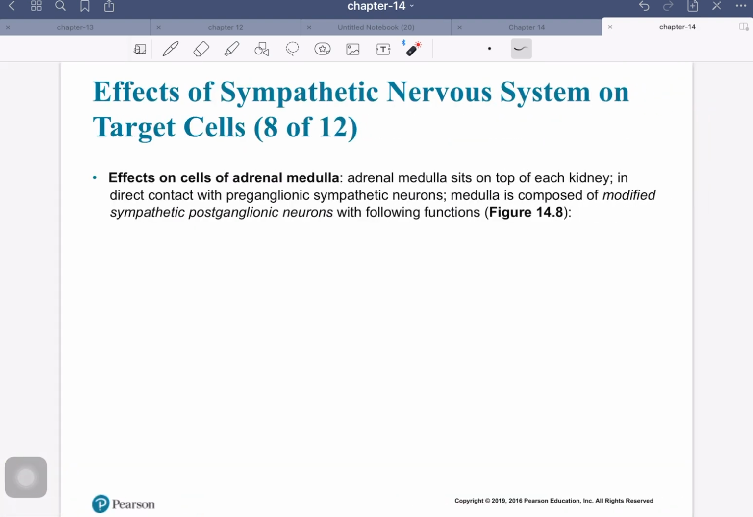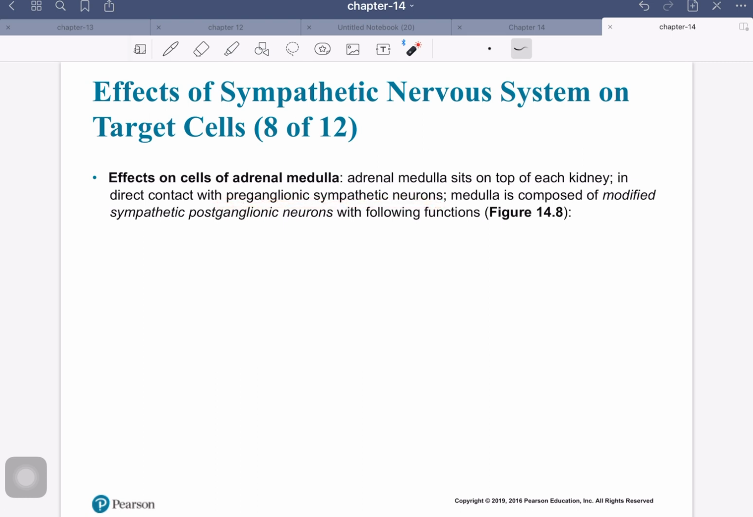Now, let's talk about the adrenal medulla. We haven't talked about the adrenal glands before, but the adrenal glands are interesting. They're actually two glands in one. We have actual glandular tissue, and embedded in that we have what is basically a modified ganglia that we'll have a look at in a second. So the adrenal medulla sits on top of each kidney, and it's in direct contact with the preganglionic sympathetic neurons.